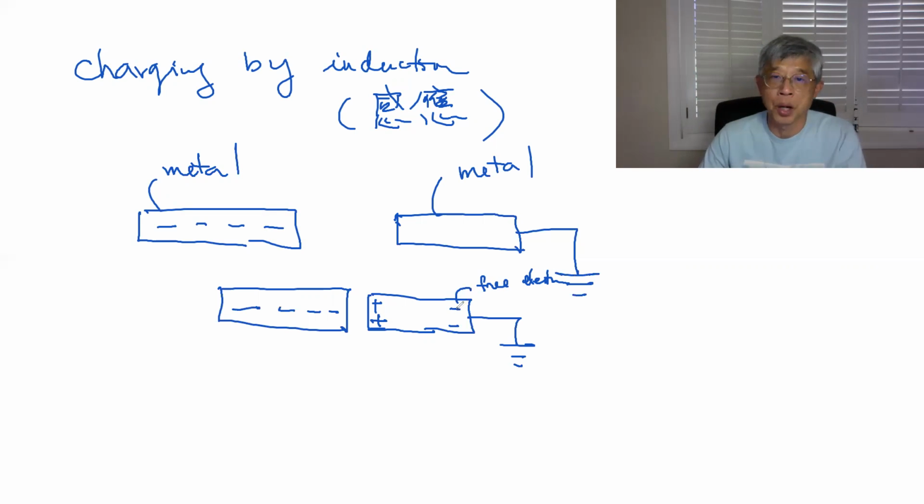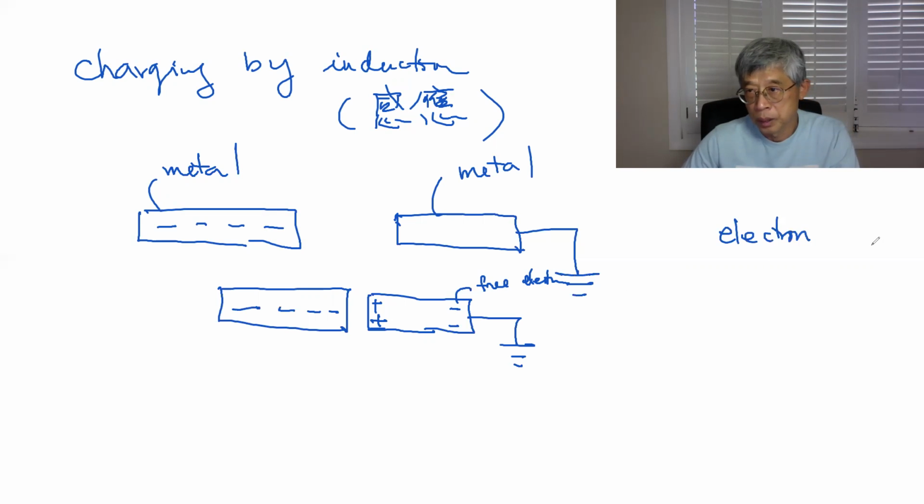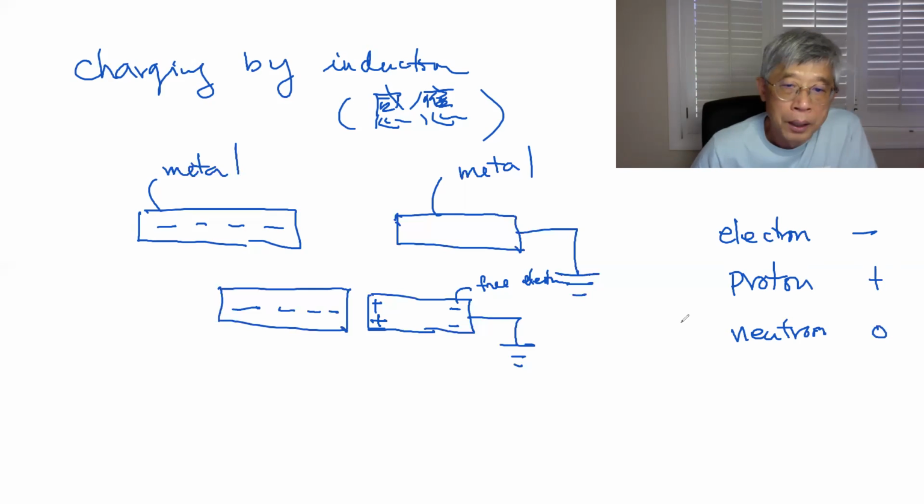Electron is negative charge, so we know the electron is negative charge. And there's also a proton inside the nucleus. Proton is positive charge. And neutron, 中子, has no charge, zero.